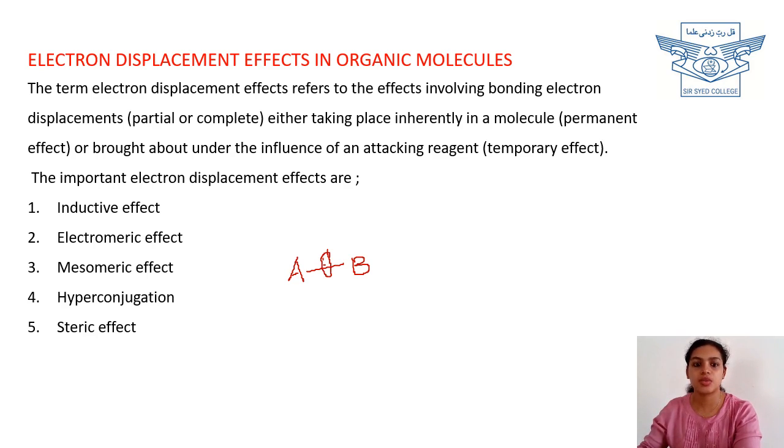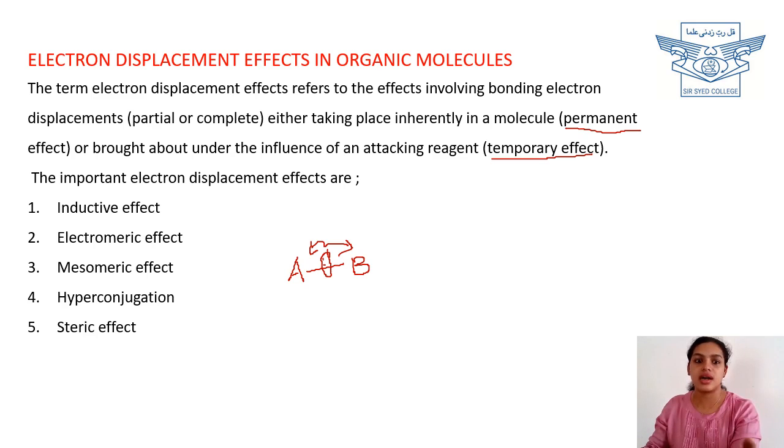We are expecting the electrons to be present at the midpoint, right? But these electrons are displaced either to this side or this side. And this electron displacement may be a permanent effect in a molecule, or it could be brought about temporarily by an attacking reagent, or the electron displacement takes place only in the presence of an attacking reagent. If the attacking reagent is absent, the molecule is normal, that means there is no electron displacement effect.